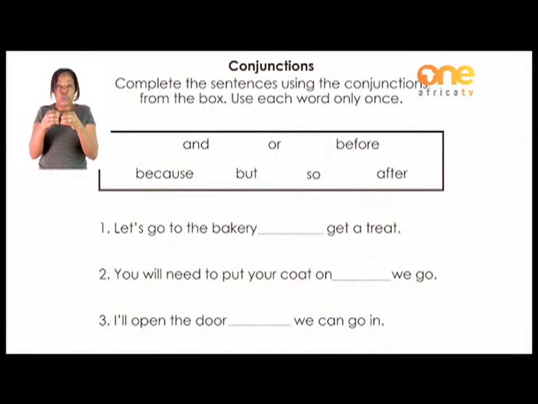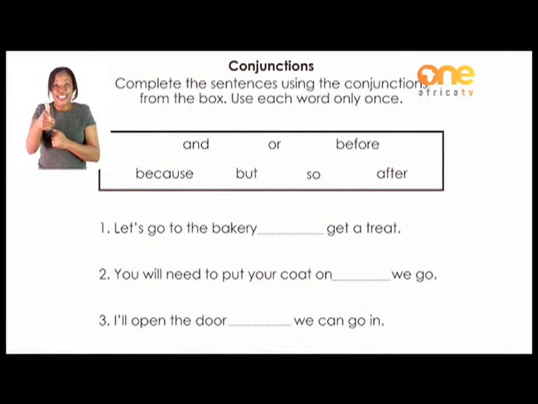So, when you use so, it means you have to show the result of what came out of doing something, or what happens after that. Before and after, they show the order or the sequence of things. Before is earlier, after is later. Okay. So those are our conjunctions that we are going to use in these sentences.